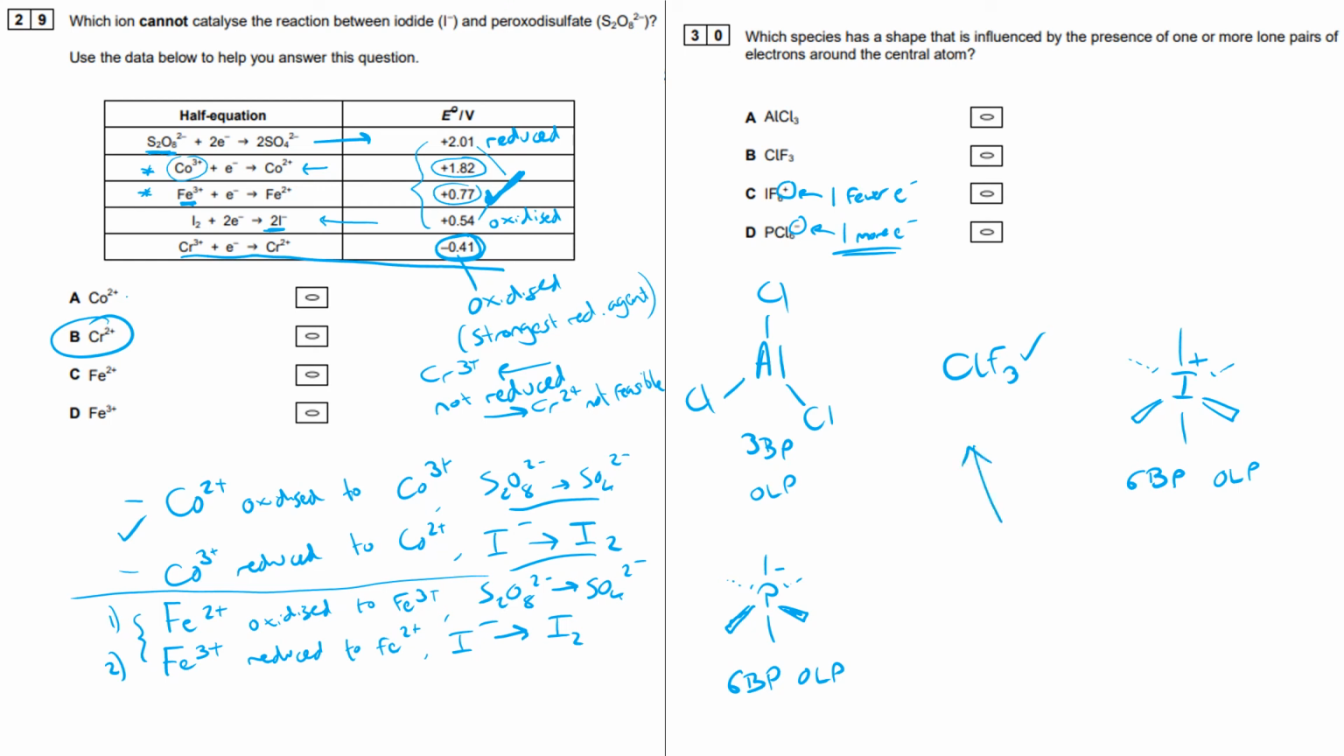ClF3, chlorine is in group 7. It's got 7 outer electrons. It's formed 3 bonds. So therefore, if it's formed 3 bonds with fluorine, it's going to have 2 lone pairs of electrons left over. It's in group 7, it's formed 3 bonds. Therefore, there's 4 electrons that are not bonded, or 2 lone pairs. 3 bonding pairs, 2 lone pairs would make ClF3 a T-shaped molecule.